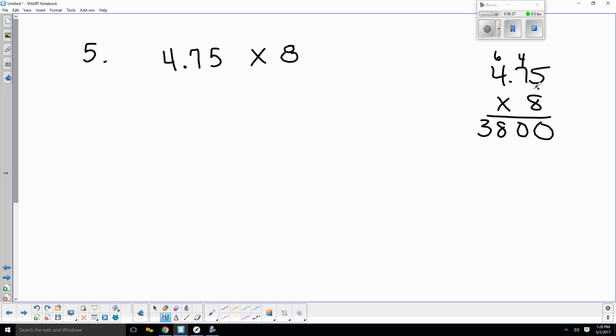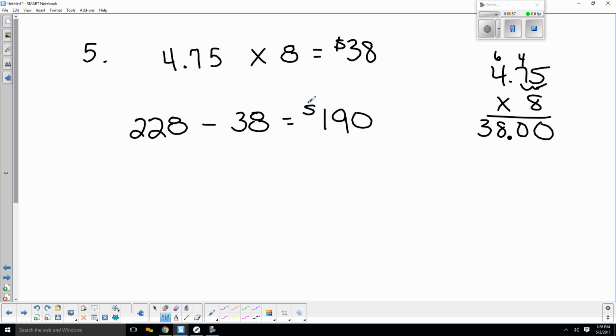Again, here the decimal is 2 places and 0, so that's a total of 2 places. From the end, I'm going 2 places. So she saved up $38. So she needs a total of 228, and she's already saved 38. And I want to know how much more. I'm going to subtract, and I will get $190, which is D.